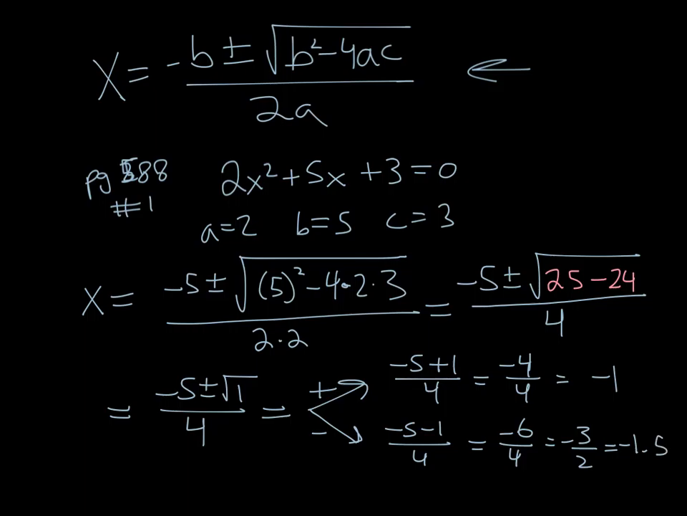So my two answers, and I'm going to write them up towards the top because I'm running out of room. My two answers, my solutions, the zeros, the roots, remember all those words mean the same thing. The x-intercepts, if we were to graph this, are x equals negative 1 or x equals negative 1.5. There you go. Hope that helps out. You should be able to do 2, 3, and 4 the same way.